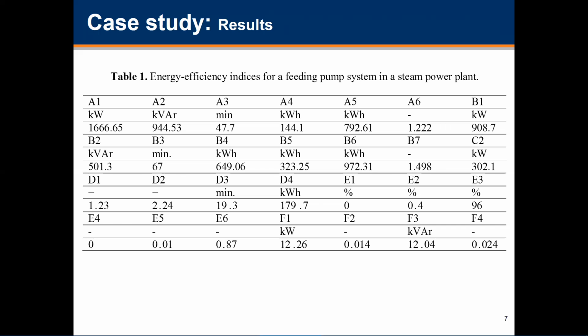Based on the coefficient D2, it can be concluded that there is an opportunity to improve the operating conditions of the pump by additional loading until it reaches the optimal level. This improvement can lead to savings of nearly 180 kilowatt hours for a period of 67 minutes.